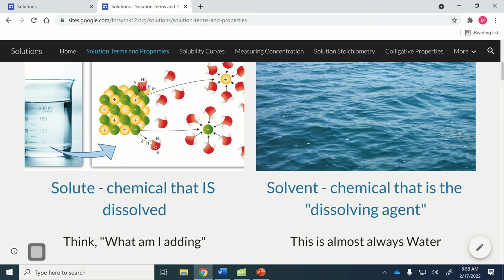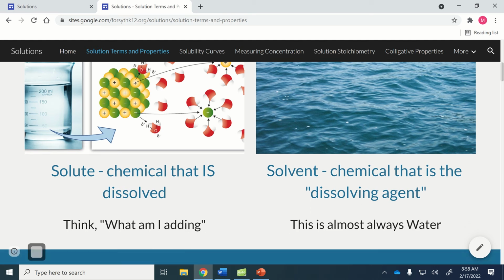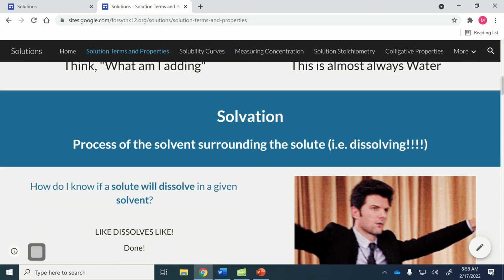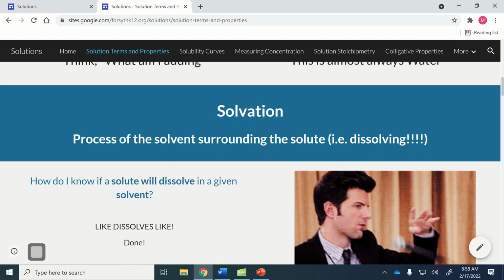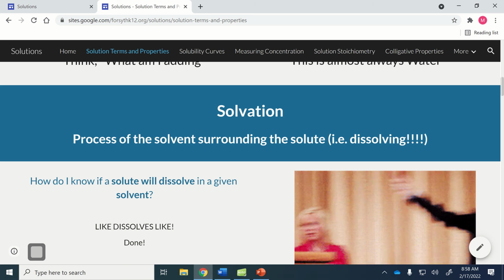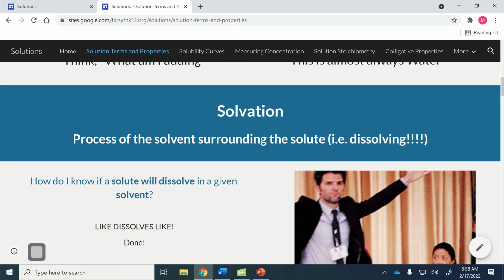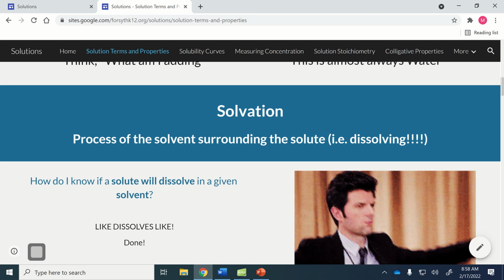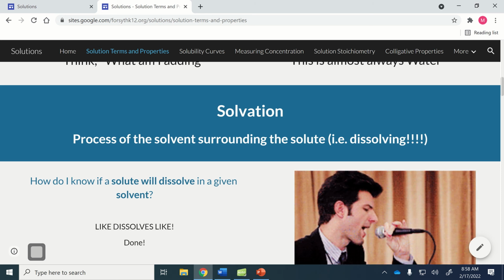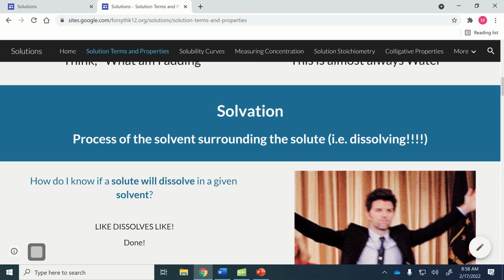The solvent is your dissolving agent. What is the substance that is going to surround the solute? This is most of the time water, which is why it's called the universal solvent. And again, we talk about aqueous solutions so much, but we can have other sorts of solvents as well. So the process in that picture above is what's called solvation. That is the process of the solvent surrounding the solute. That's just a fancier word for dissolving, but the official term for it is solvation.